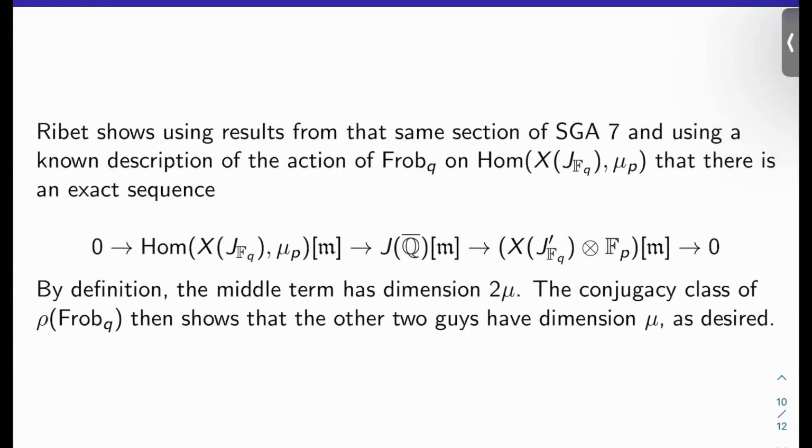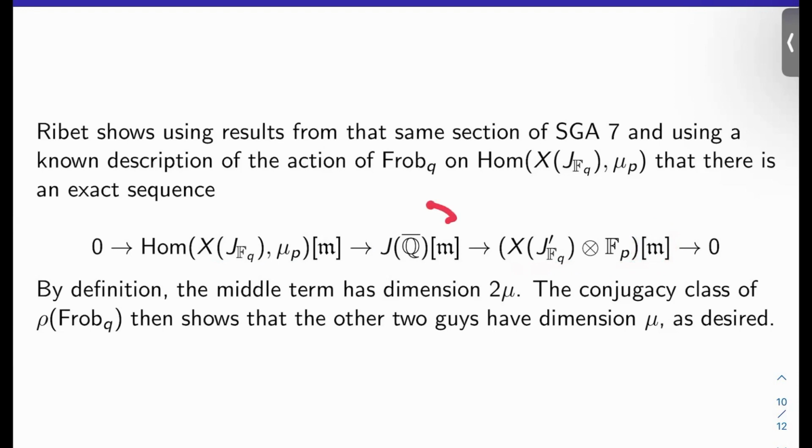Now Ribet shows, using results from right around the same section of SGA 7 and a known description of the action of Frobenius at Q on homomorphisms from the character group of J mod Q to mu_P, the P-th roots of unity, that there's another exact sequence: from 0 to the M-torsion of Hom(J mod Q, mu_P), to the M-torsion of J of Q bar, where J is our Shimura Jacobian, to the character group of J prime mod Q tensored up to F_P, M-torsion.